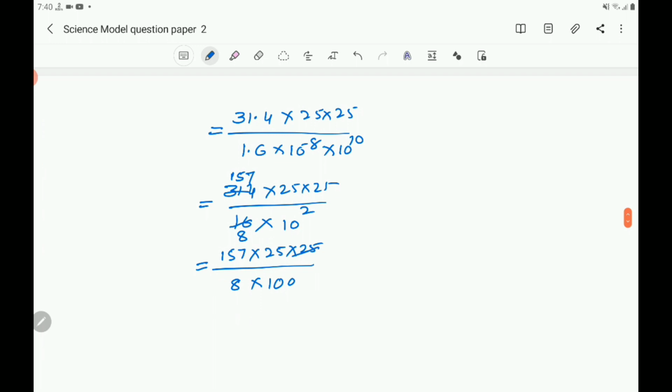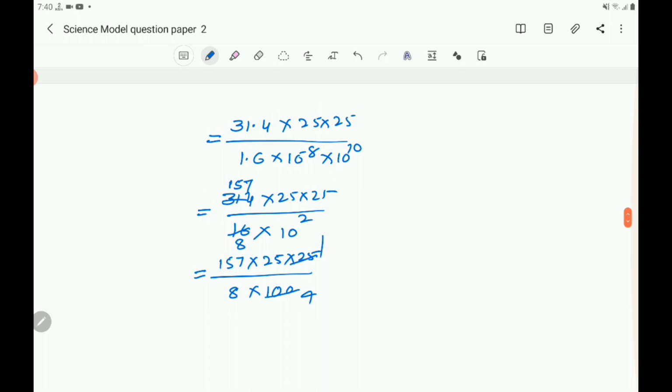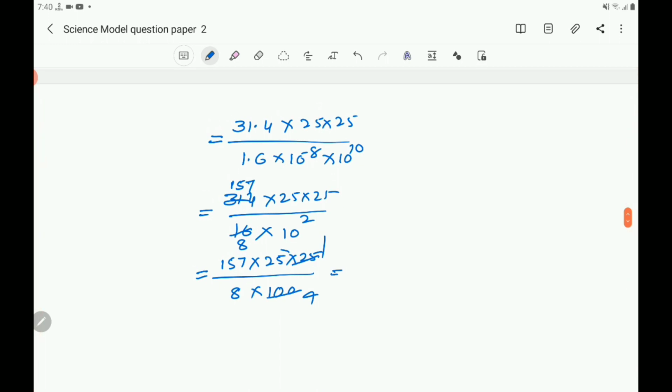10 square means 100. Again 25 ones are 25, 25 fours are 100. Then you would find the product of these two, that is 157 into 25. 25 eights are 200, so 25 sevens are 175, and 25 fives are 125. That becomes 7 plus 5, 12, that is 142. So you write 2 here, 4 carry, 25 ones are 25 plus 25, that you will get 39.